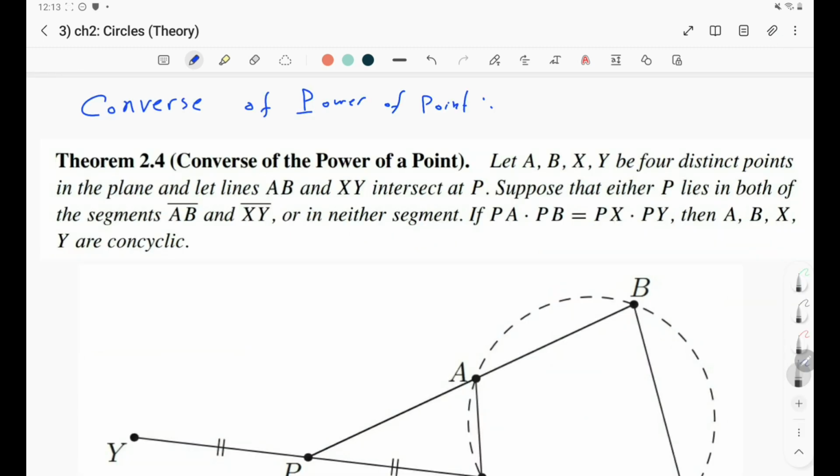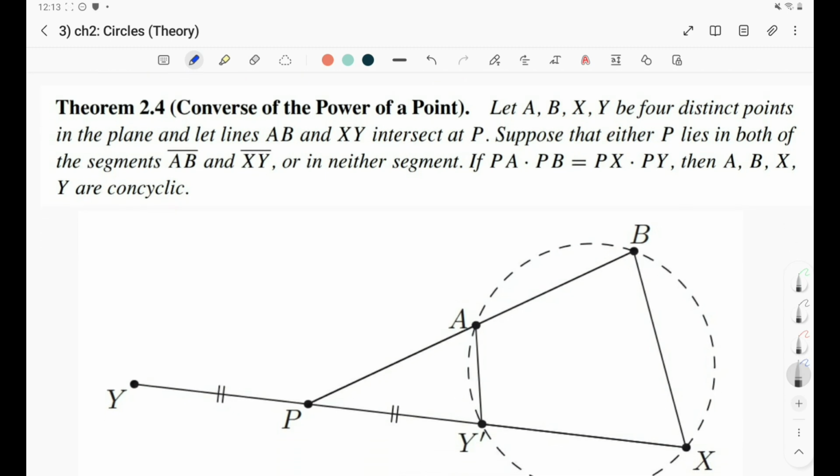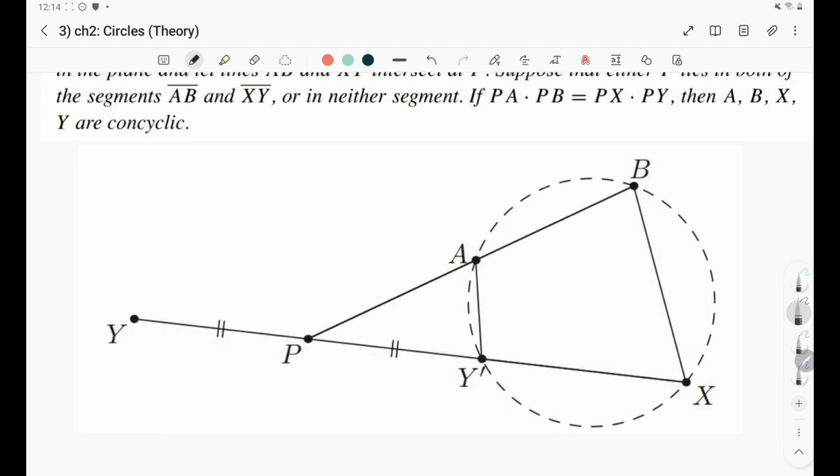So here is the statement of the converse of power of a point. Simply, if you have points A, B, X and Y, 4 distinct points in the plane, and we intersect AB with YX at some point P. Then, if PA times PB is equal to PX times PY, then automatically that means that this quadrilateral is cyclic. And what's the proof for this?